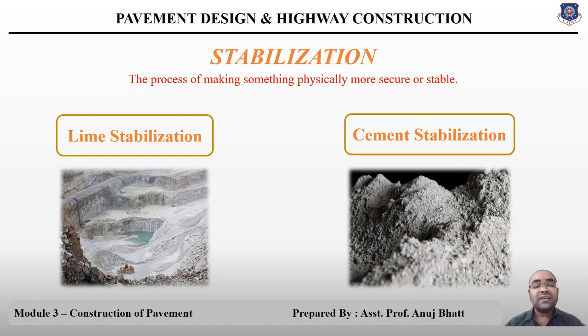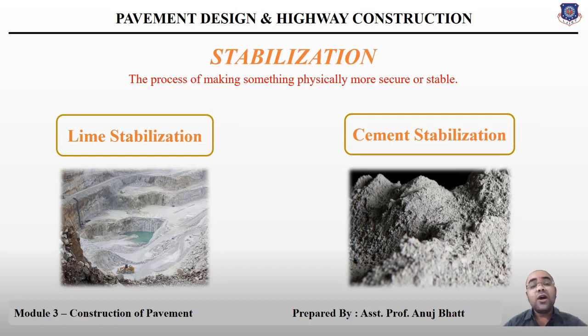So let's talk about lime stabilization first. In lime stabilization we add 2 to 10% of lime to the particular soil mass. Lime stabilization is suitable only for clayey soil. It decreases the swelling potential and swelling pressure in clayey soil, and as an example of that clayey soil, we can say black cotton soil.